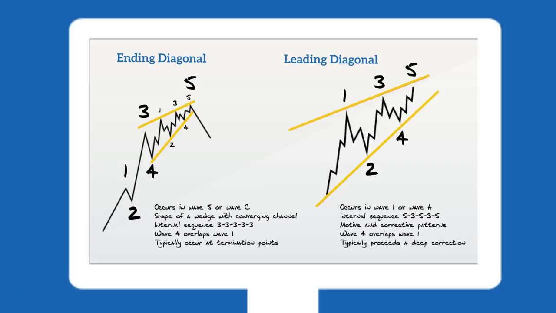The 5, 3, 5, 3, 5 sequence of the leading diagonal indicates a continuation of the trend, whereas the ending diagonal pattern sequence of 3, 3, 3, 3, 3 indicates a termination of the trend. Now that we have spoken about the types of motive waves, let's look at the rules and guidelines that apply to each one. Don't worry if you don't understand some of the corrective pattern terms, we'll be learning about them in the next module.